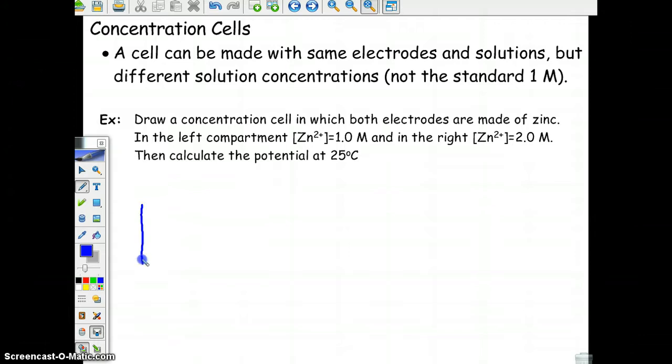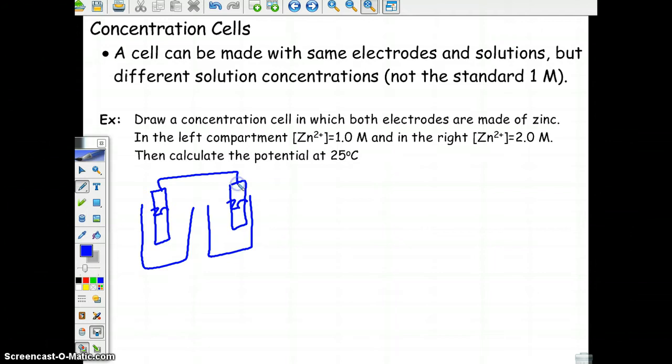I'm going to start my drawing here with my beakers, and they both have zinc in them. So I've got my 2 sticks of zinc. I got my wire. What am I missing right now? I'm missing my salt bridge. Gotta have the salt bridge, or else the electricity stops. And then in solution, I'm going to have Zn2+, Zn2+. Let's say that the left one is the 1.0 molar and the right one is the 2.0 molar.